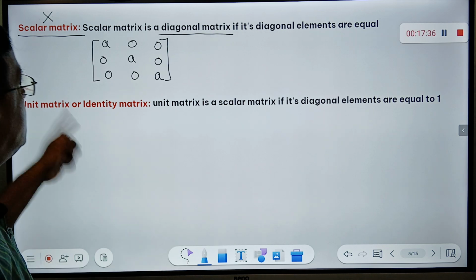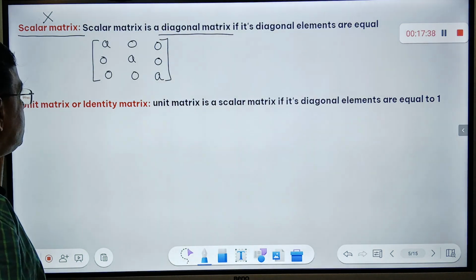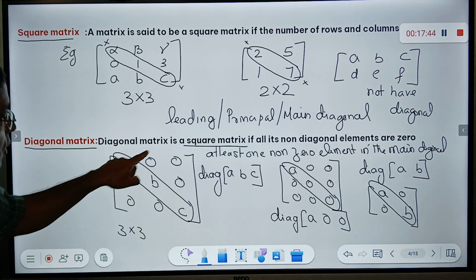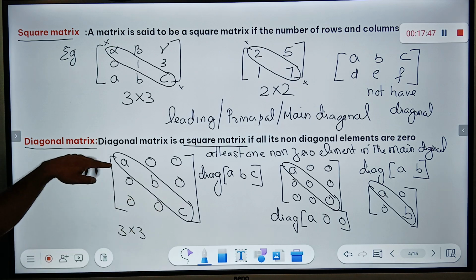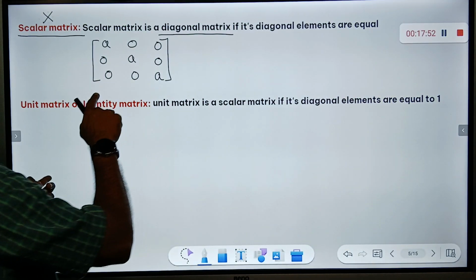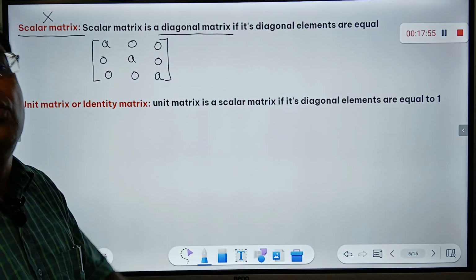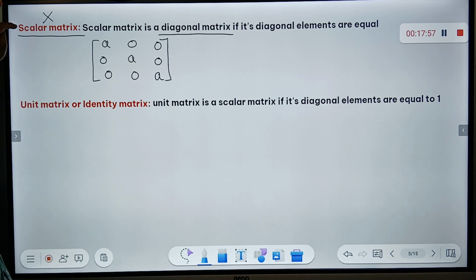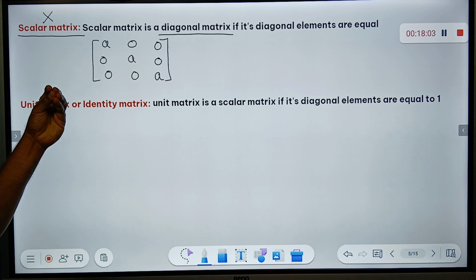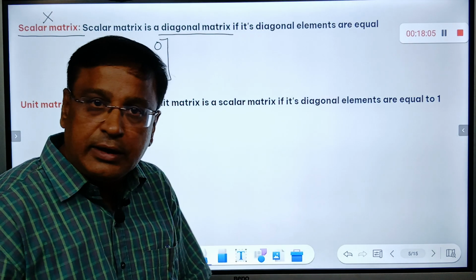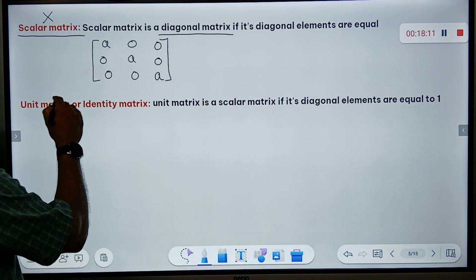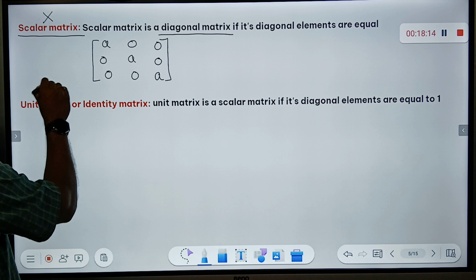Because there must be some difference between diagonal matrix and scalar matrix. In a diagonal matrix, all the non-diagonal elements are 0, and you can have different elements in the diagonal. But if all the elements in the diagonal are equal, you can still call it diagonal matrix. It's the more common name, but specifically you get a name called scalar matrix. A scalar matrix is a diagonal matrix which has all elements same in the main diagonal and non-diagonal elements are 0.